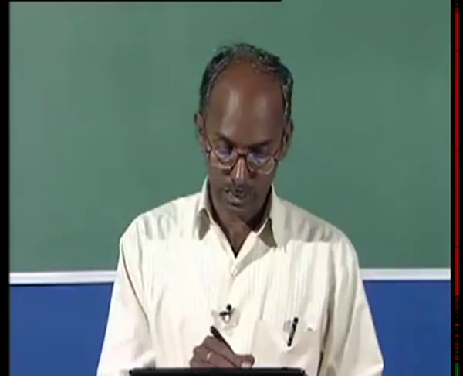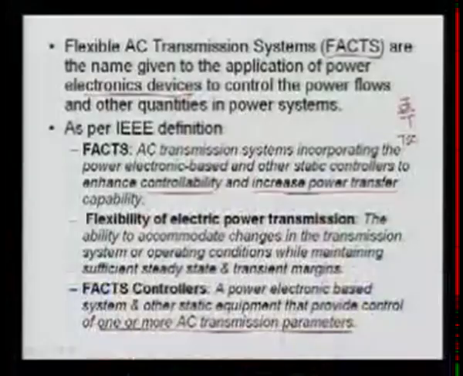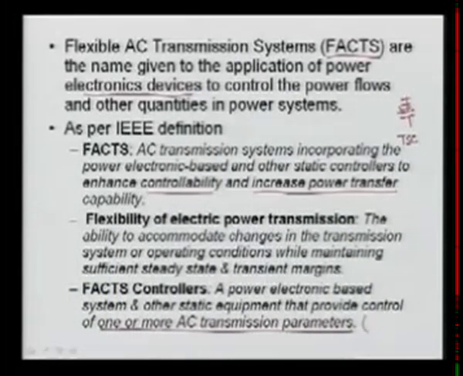The FACTS controller is a power electronics based system and other static equipment that provide control of one or more of the AC transmission system parameters, and the parameters are normally the voltage, angle, and X of the transmission line. With the help of these three, we can control the real and reactive power flows in the transmission line, and the reactive power control at any bus can also be changed accordingly.